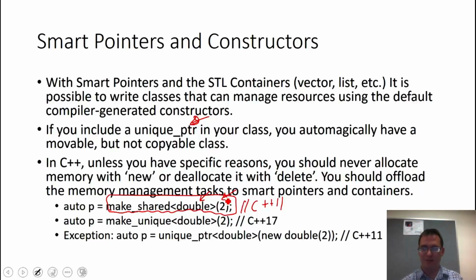So they put it in the 2017 standard, and so if you can't use the 2017 standard, you're going to do this instead. You say auto p equals unique pointer double, and then you say new double, and we want to initialize it to 2. Okay, and you can throw whatever constructors you want in there, and it'll work just fine.